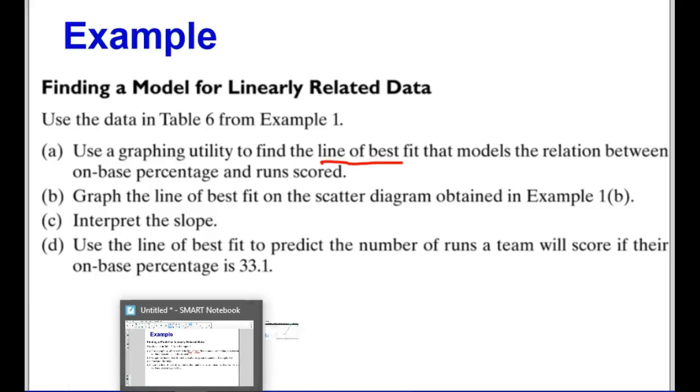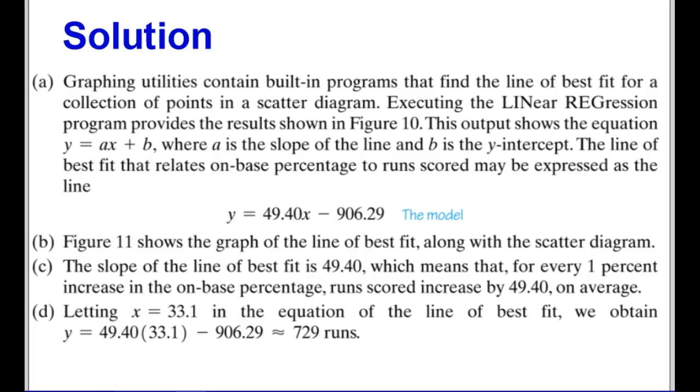So let's first look at what we did here. We're just going to follow along. We see that they used the linear regression feature in your calculator, and it will give you this model. We are then asked to figure out how many runs when we have an on-base percentage of 33.1. Well, I know that x was my on-base percentage, so I could just plug in that 33.1 into my equation and simplify and solve.